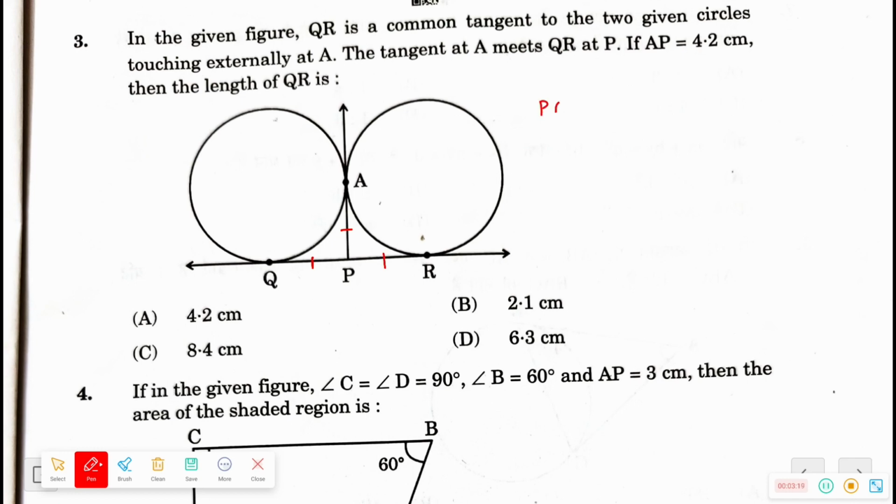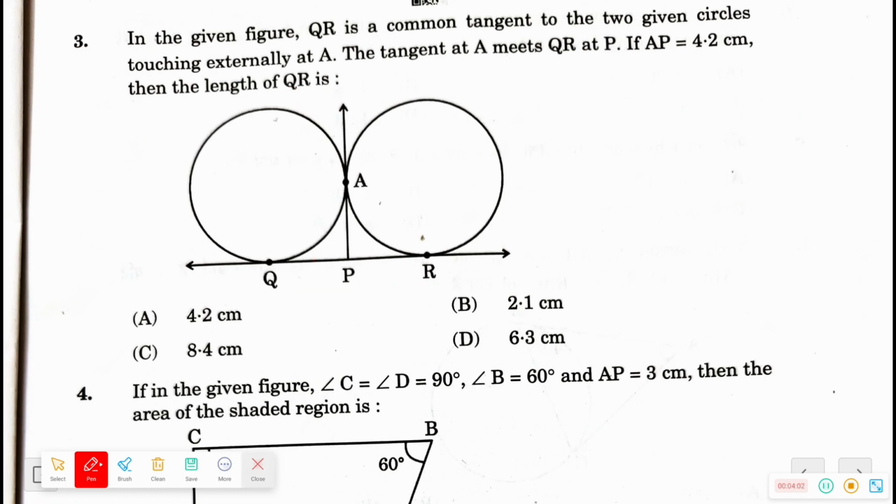So what we can write here? PA is equal to PQ is equal to PR, but it is given PA is equal to 4.2. So all three are equal to 4.2 centimeters. Now they are asking to find QR. QR is equal to PQ plus PR, which is nothing but 4.2 plus 4.2, that is 8.4 centimeters. Now let's see the next question.